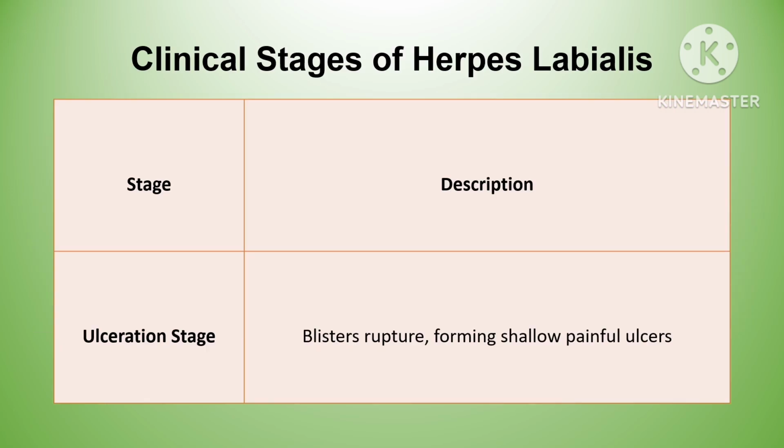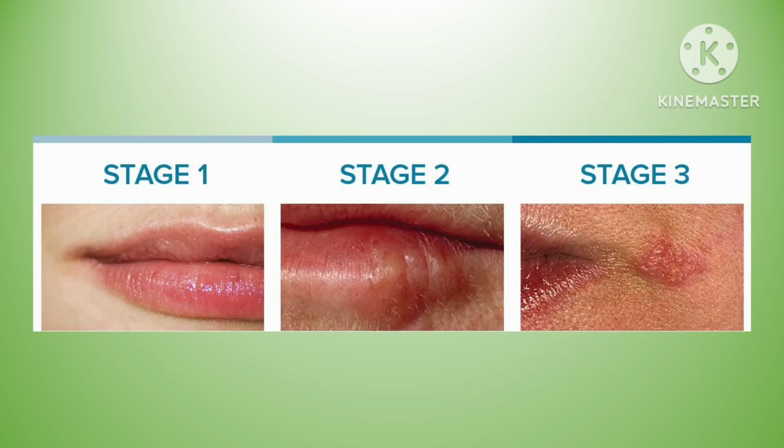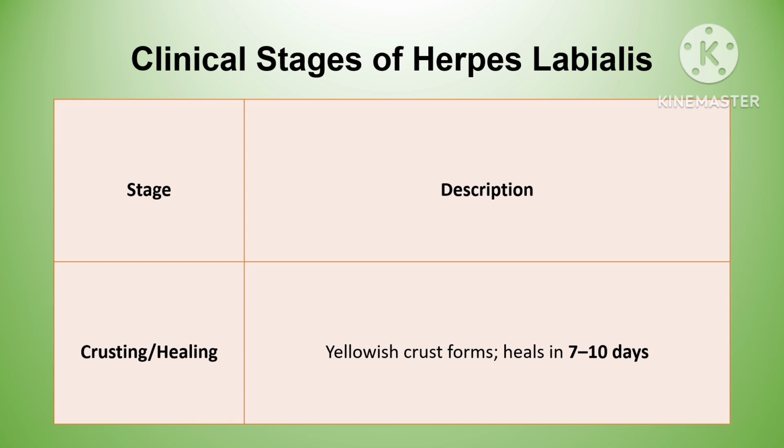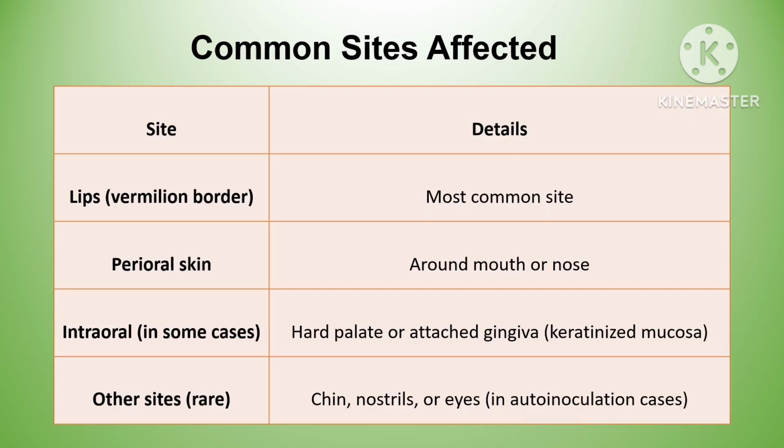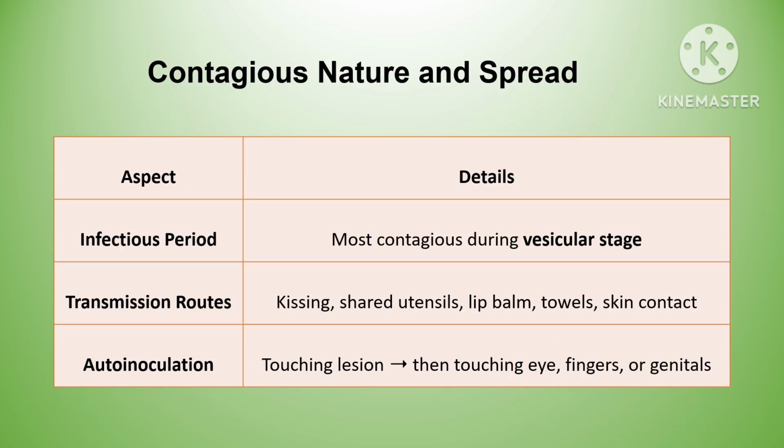The infection is most contagious during the vesicular stage as the blister fluid contains active viruses. It can spread through kissing, shared items, or auto-inoculation by touching the lesion and then another body part. Common lesion sites include the lip, nose, and chin, and sometimes the gingiva or hard palate may be involved. Sores caused by HSV-1 are usually self-limiting and heal within 7 to 10 days.